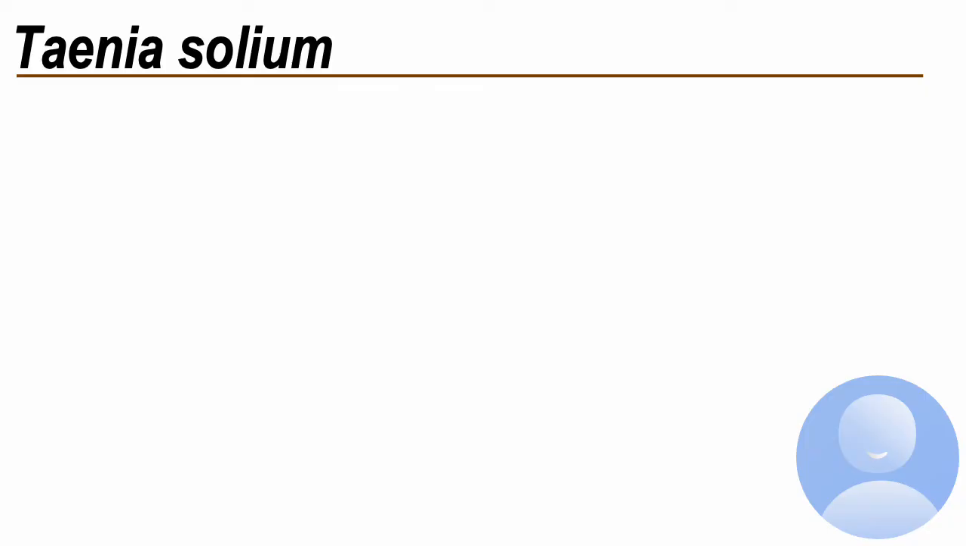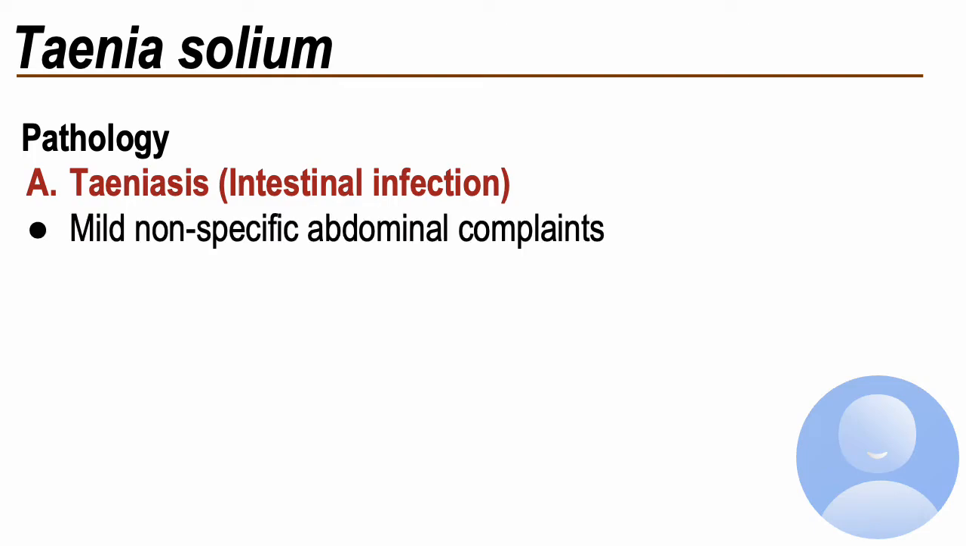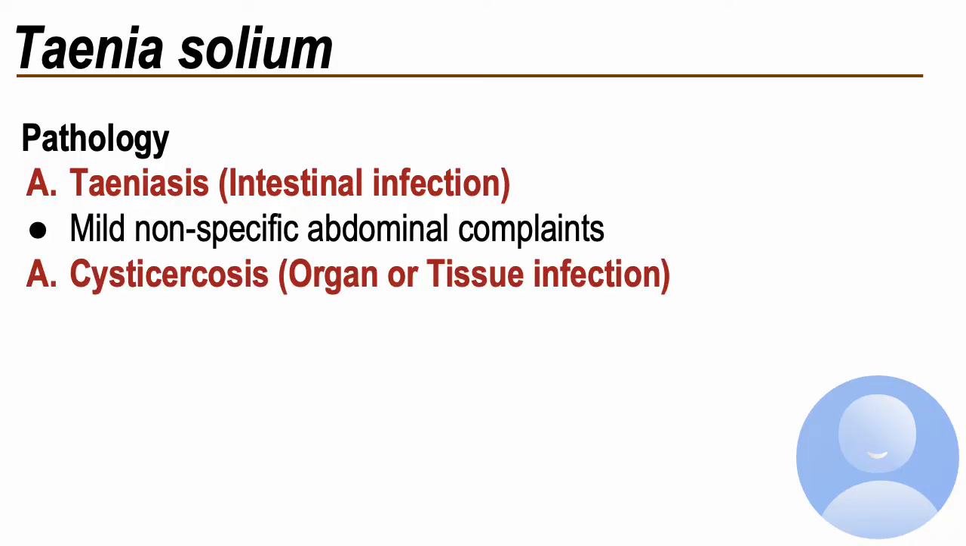For the pathology of Taenia solium, we have two modes of transmission. That's why we also have two related diseases for this parasite. The first one is taeniasis, an intestinal infection due to the presence of adult worms in the small intestines of infected humans. Usually, humans infected with this parasite experience mild and non-specific abdominal complaints. For chronic cases, adult worms may also reside in the bile ducts of the liver, pancreatic ducts, or even in the appendix.